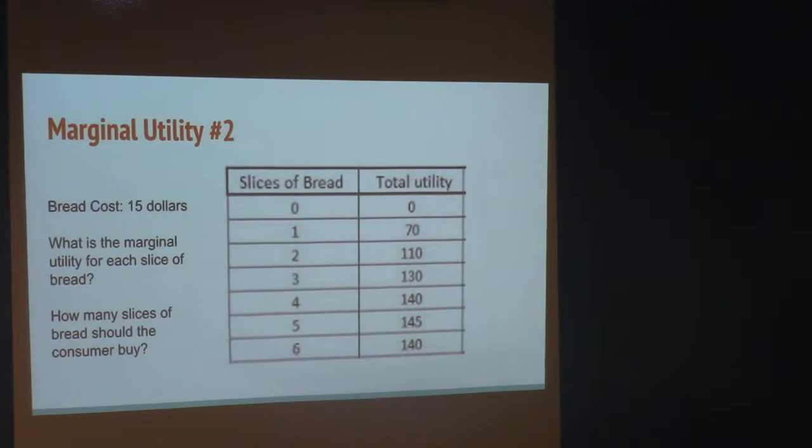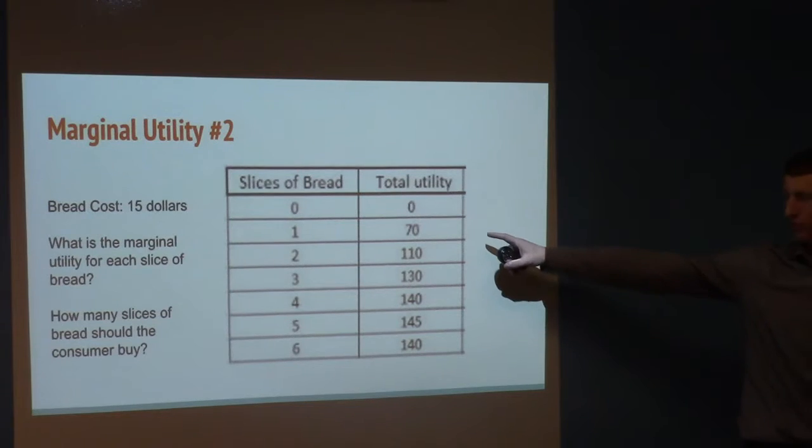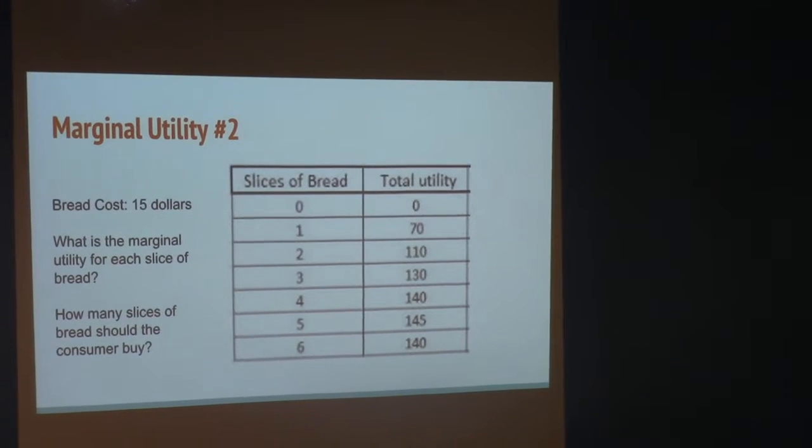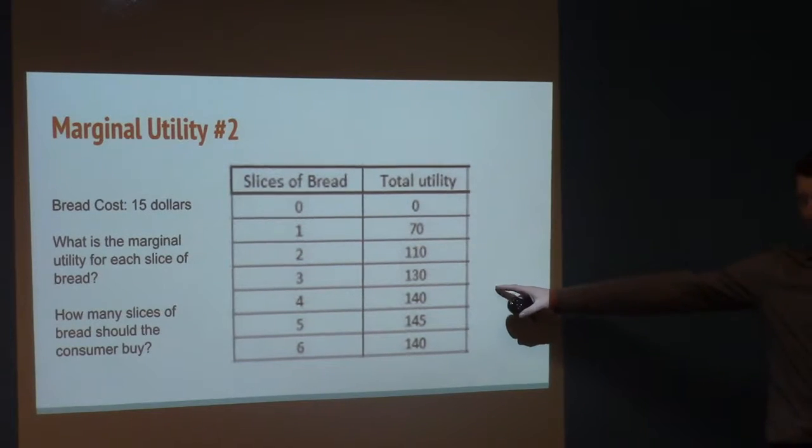Oh yeah, so that's the right answer because it's changing from 70 to 110. So it's the change from the total utility. So the next ones would be 20, 10, 5, and then -5. And then if the bread costs $15, how many slices would the consumer buy? Jack? 3. 3 slices. Yeah, that'd be right, because once you get to here, it'd be 10, and then you'd be losing money. That's some pretty nice bread for $15.